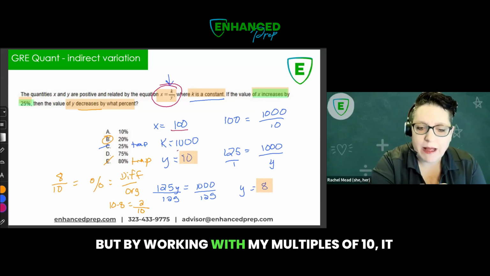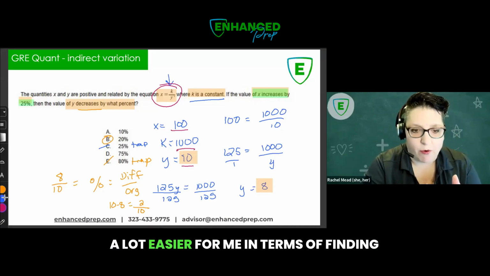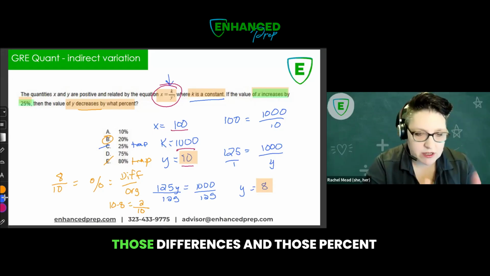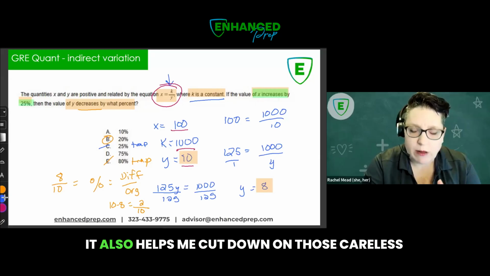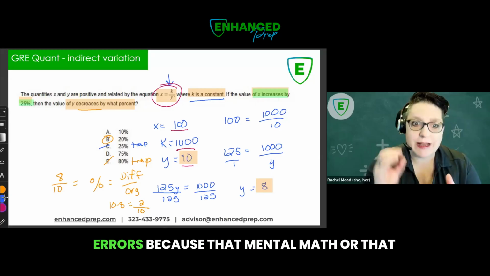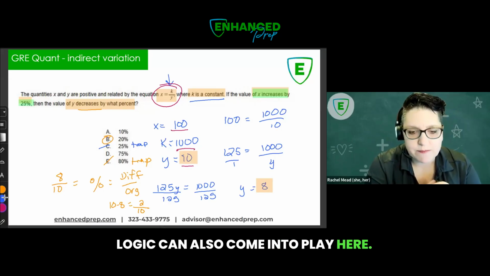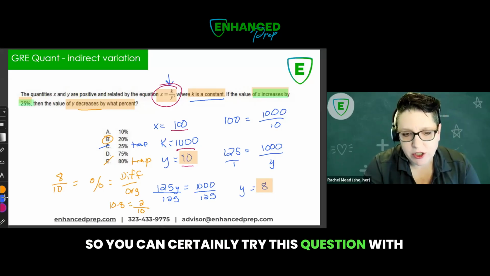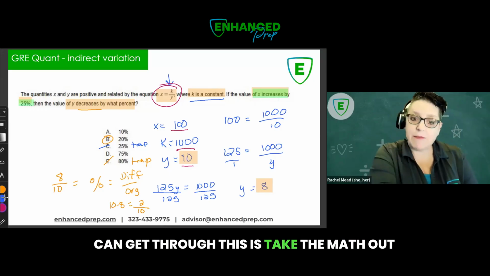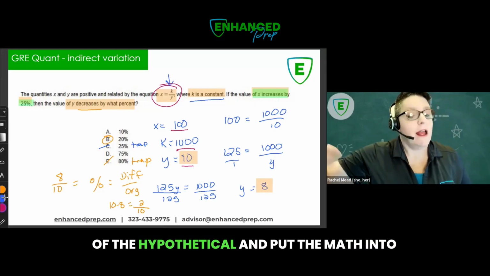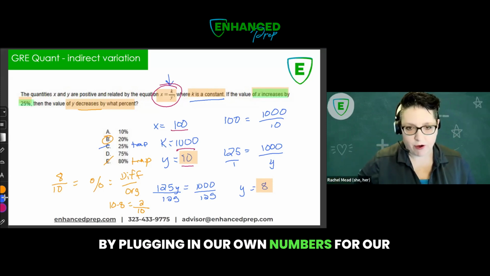But by working with my multiples of 10, it makes the math a lot easier for me in terms of finding those differences and those percent changes, looking at the effect. It also helps me cut down on careless errors because that mental math or that logic can also come into play here. So you can certainly try this question with other numbers, but again, the only way we can get through this is to take the math out of the hypothetical and put the math into the concrete by plugging in our own numbers for our variables.